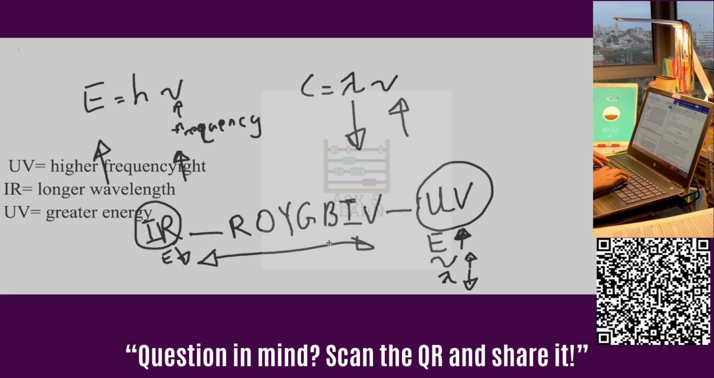So UV, higher frequency, higher energy, right? And it has a shorter wavelength. Infrared would have a longer wavelength. So that's the answer for this question.